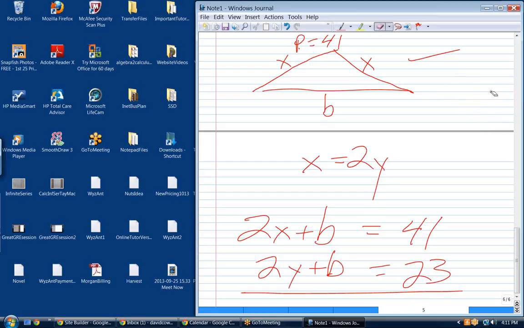Their question is, what is the base and what are the dimensions of both triangles? They want to solve for x, y, and b. Their question is, find the lengths of the sides of the triangles. Okay, so the only thing we have to solve for is x and y.